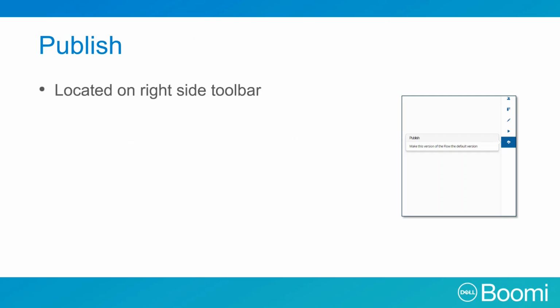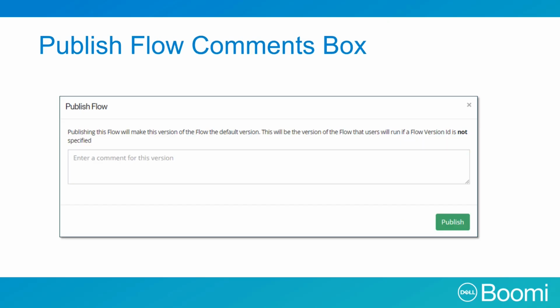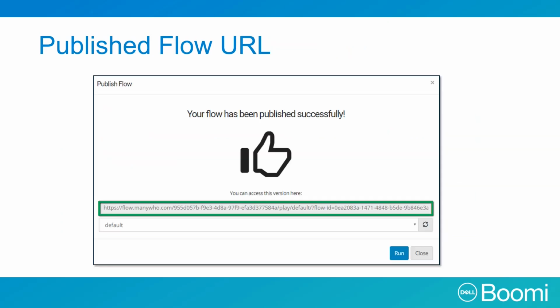The publish icon is located on the right-hand side of the screen next to the flow build canvas. Clicking on the publish icon will open the publish flow window. Here you can enter comments or notes to be used as reference to versions of your flow. This is an image of the publish flow window or dialog box. When you click on the publish button, your flow will be published as an app. The publish flow window is updated with the flow URL that can be shared with others.